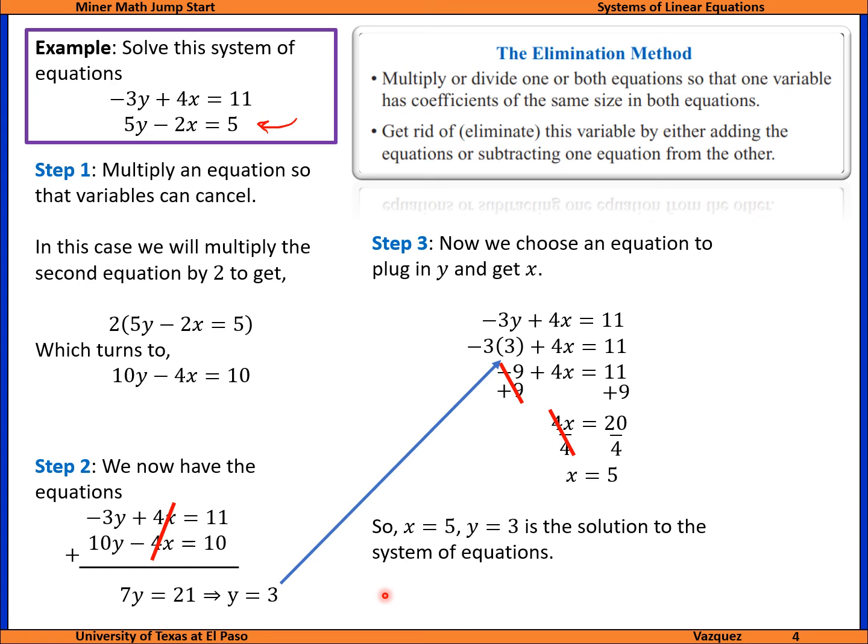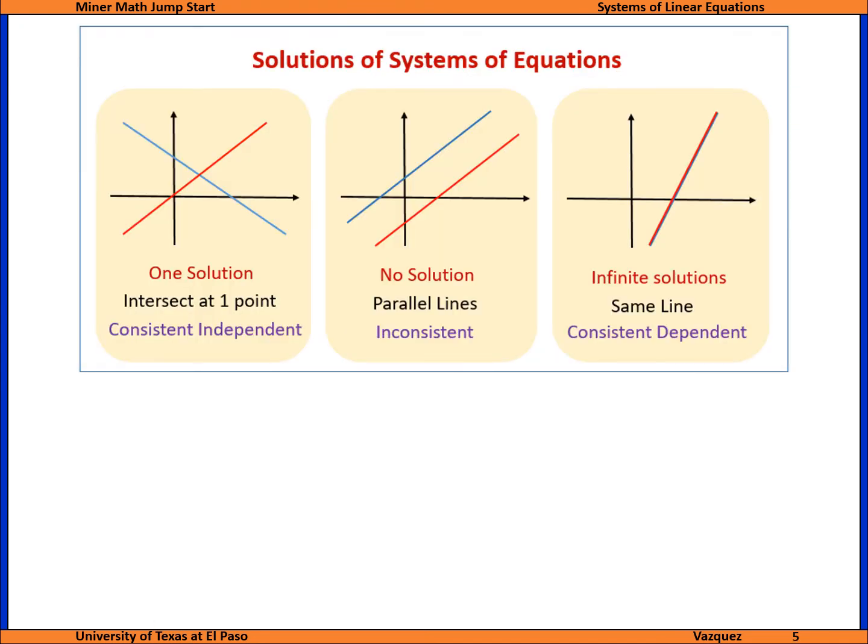Last thing we need to go over are solutions that are not too common, but we need to address nonetheless. So, solutions of systems of equations. There are different solutions. We've mostly been going over the one where we have one solution. And that solution is a point, the point where the lines meet.